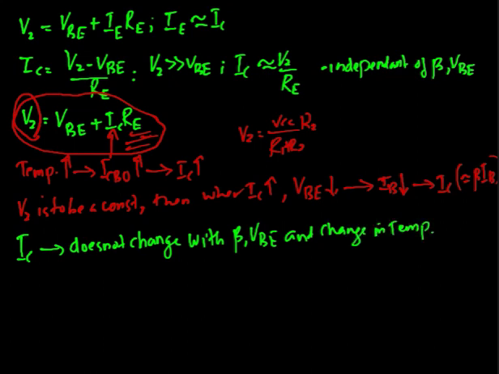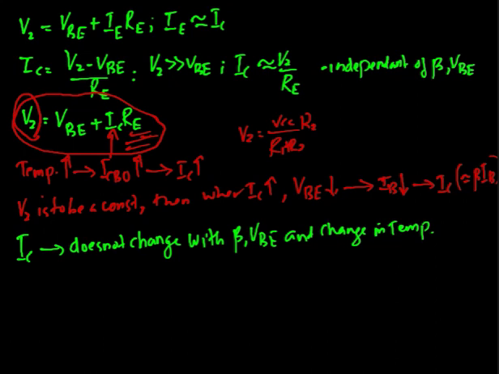So we can say that in this circuit, the presence of RE makes the collector current independent of the variations in the transistor parameters and change in temperature. So the collector current is fixed for this circuit. Now let's consider the output portion of the circuit.